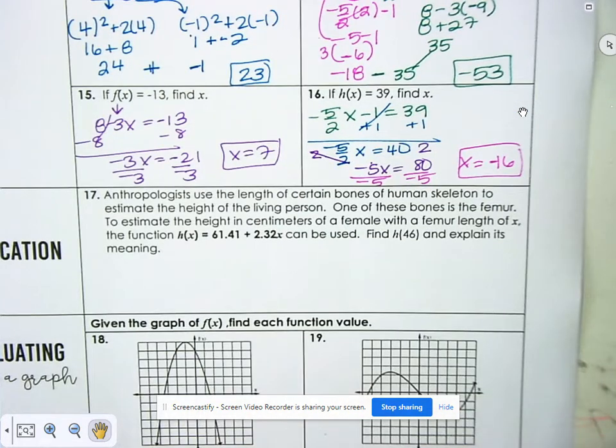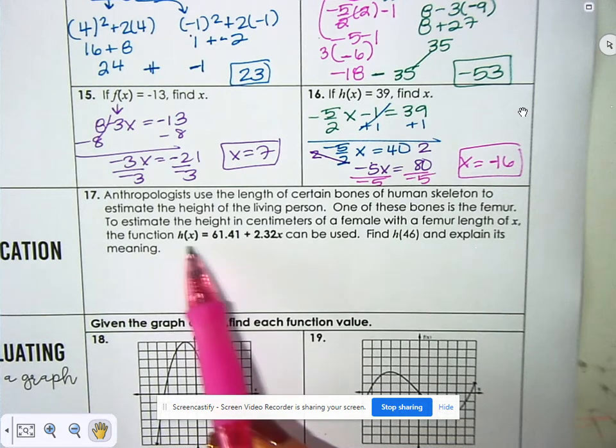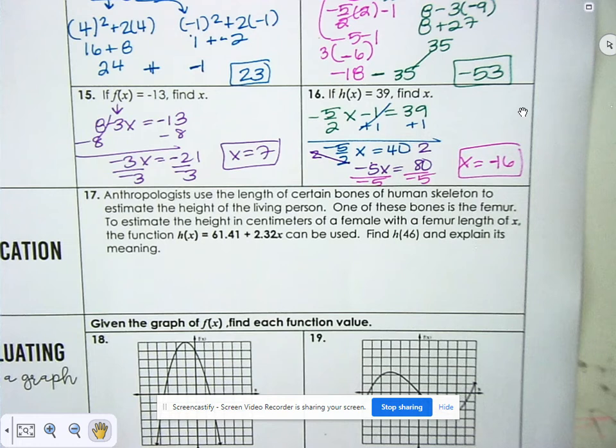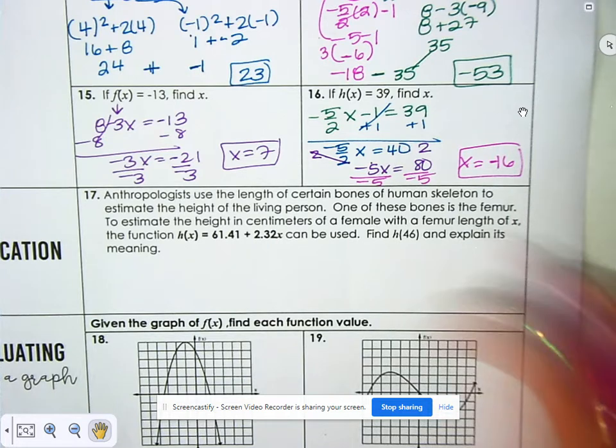All right, number 17 is our word problem application of this, okay? Anthropologists use the length of certain bones of human skeleton to estimate the height of a living person. One of these bones is the femur. To estimate the height in centimeters of a female with a femur length of x, the function h of x equals, and now y'all, h of x, basically that h is standing for height. A lot of times they try to use things that apply to the problem. Okay, h of x equals 61.41 plus 2.32x can be used.